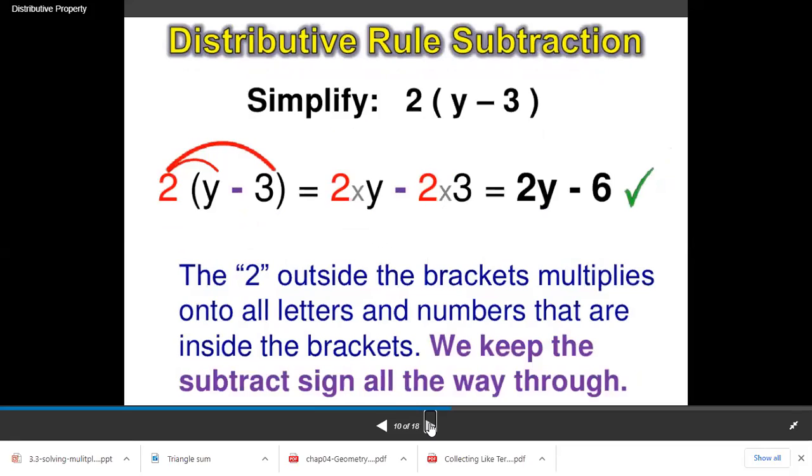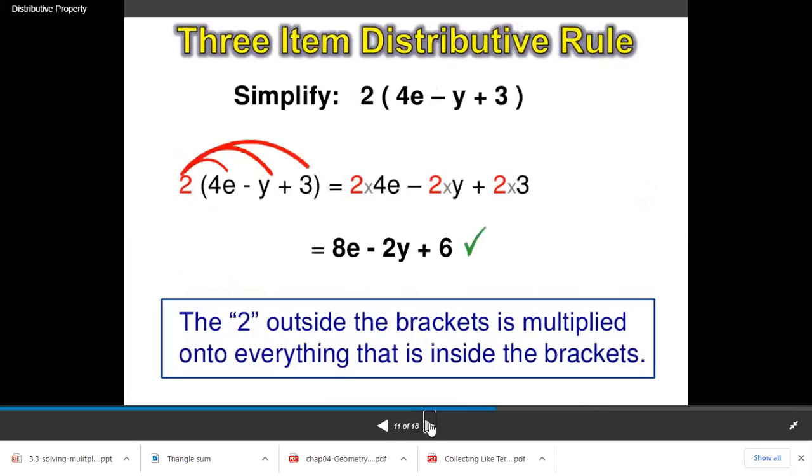If you have a question like this, 2 times y minus 3, what do we have to do to answer the question? 2 times y minus 3. Yes, Hannah? We will make 2 multiply y, it will be 2y. And 2 multiply 3, it will be 6. Okay, but it will be 2 times negative 3. It's not 3, sorry. Negative 3. So by the end, the answer will be 2y minus 6, right?